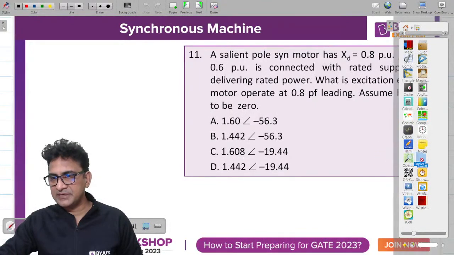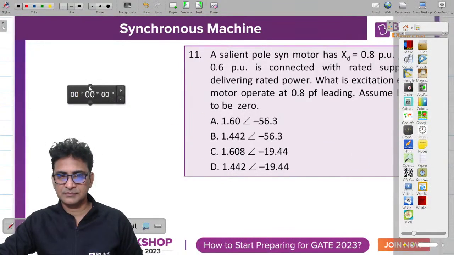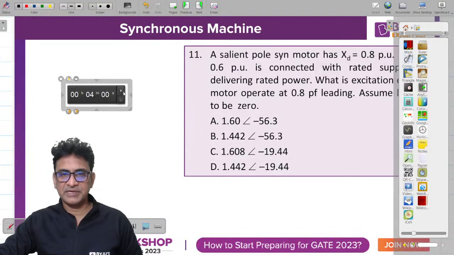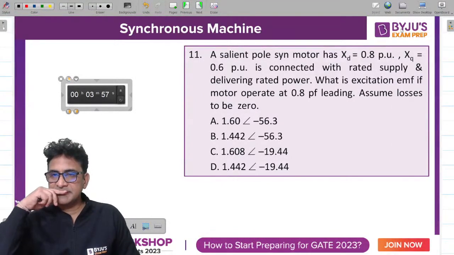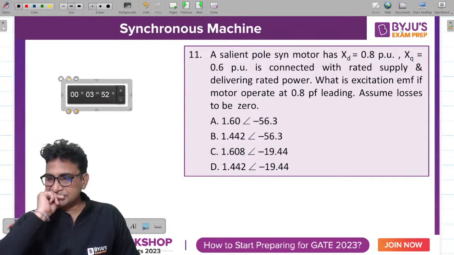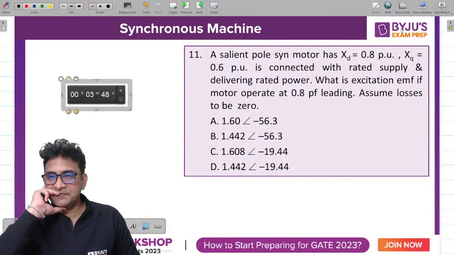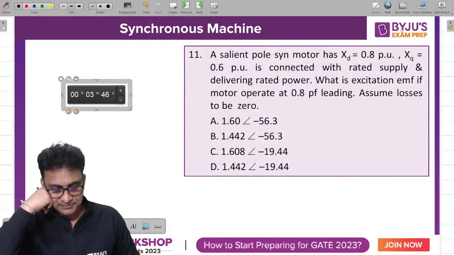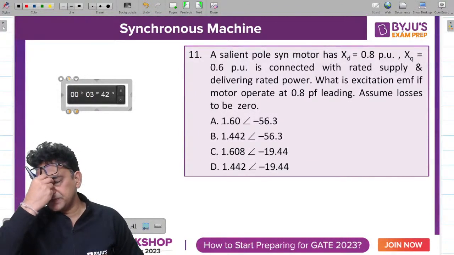All data is given in PU. Again, I give you 4 minutes to solve this question. XD, XQ is given. Either you can use the tensor method or you can use the EF dash method, whatever you like. I generally solve this type of question with the EF dash method, but you can also use the tensor method.